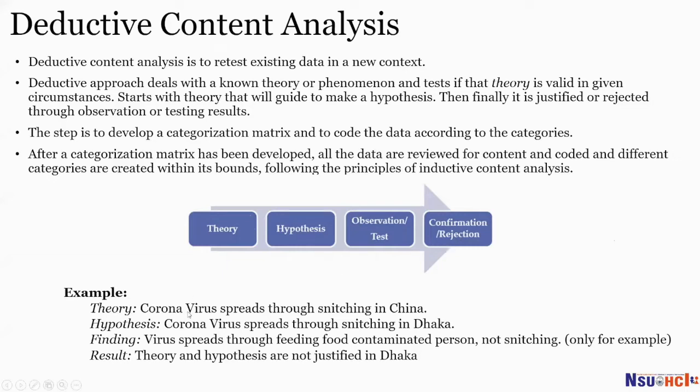Suppose there is a theory like coronavirus spreads through snitching in China. I make a hypothesis in the same process, like coronavirus spreads through snitching in Dhaka. But in the findings, I found that coronavirus actually does not spread in Dhaka through snitching, maybe through the contaminated person. I just use it as an example, so just take it as a finding. So the theory or hypothesis is not justified in Dhaka.